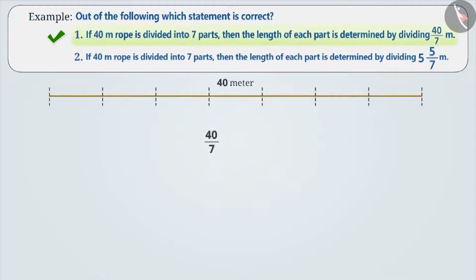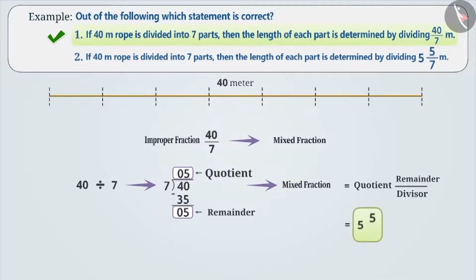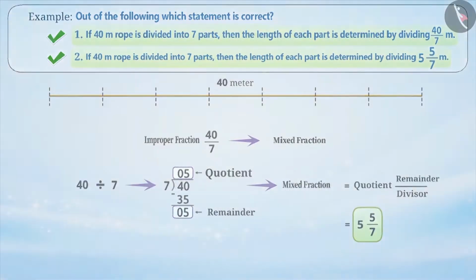The length 40 by 7 is expressed in the form of an improper fraction. Let's represent it as a mixed fraction. To express it as a mixed fraction, we divide the numerator, that is 40, by the denominator, that is 7. Upon dividing, we get the quotient as 5 and the remainder as 5. Now we write the mixed fraction in this way. Therefore, the mixed fraction is 5 5 by 7. That means option 2 is also correct.